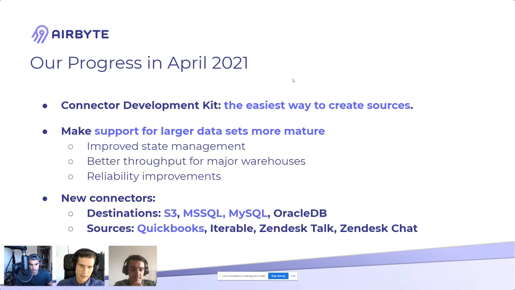And then lastly, we've been really busy in terms of connectors. In terms of sources, we have QuickBooks, Iterable, Zendesk, and Zendesk Talk and Zendesk Chat. And then on the destination side, next week is going to be very exciting because we'll be releasing an S3 destination as well as a MS SQL or SQL Server destination, MySQL and Oracle DB. So we should be hitting the biggest relational databases that we know everyone has been asking for. Thank you for putting thumbs up on our GitHub issues. It makes it a no-brainer for us to figure out how to prioritize this stuff.